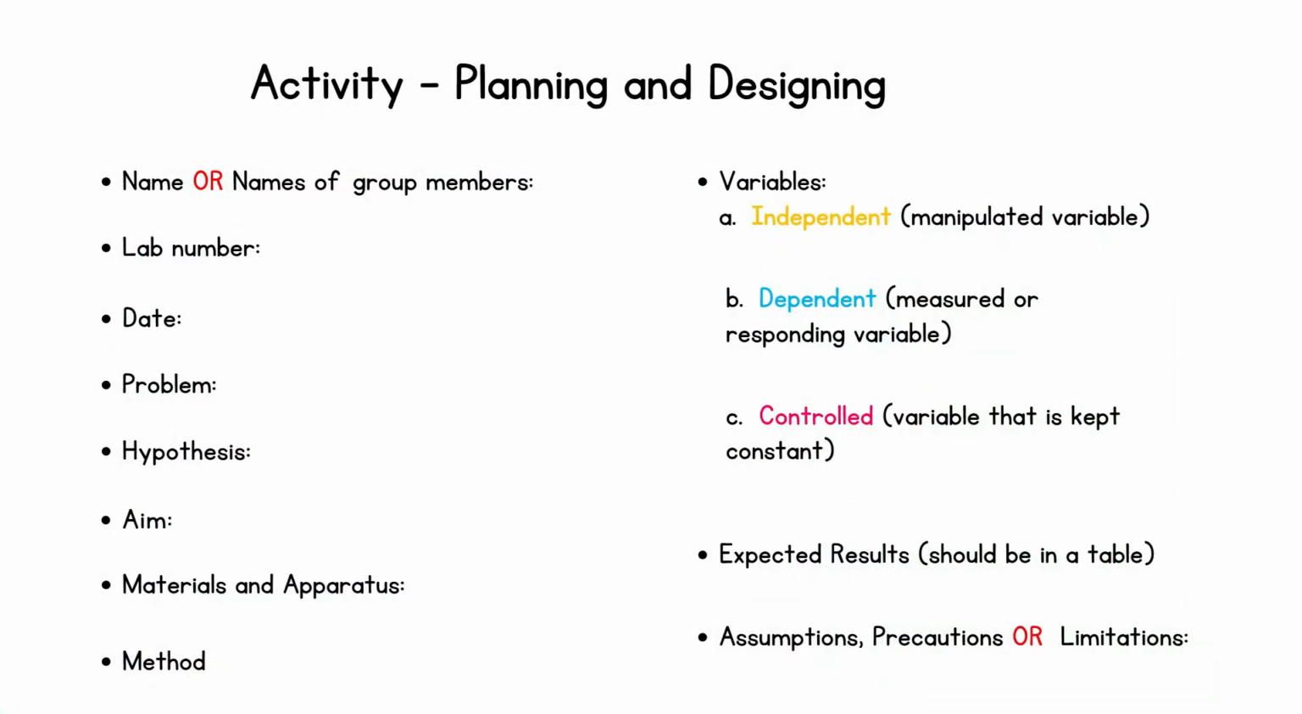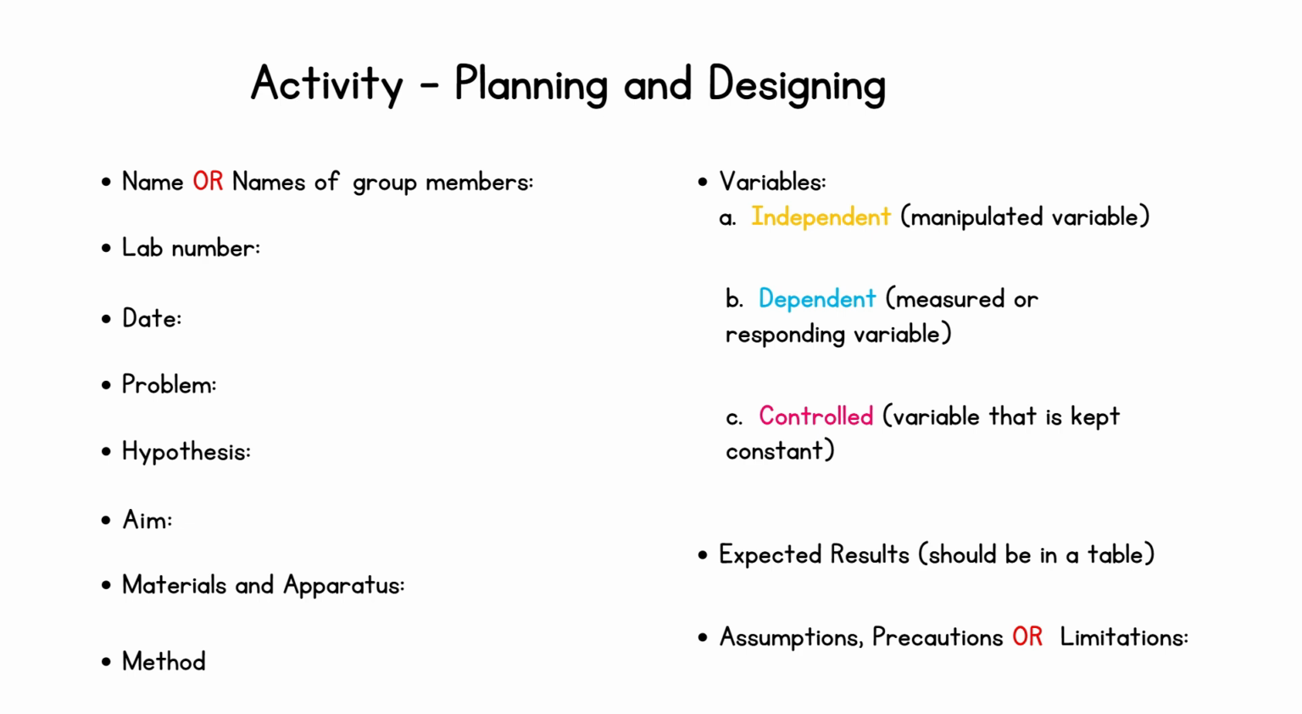So this is what you would have seen if you saw the earlier parts to this series. It's the same thing. So you have to write your name or the names of group members. You write your lab number, the date, problem, the hypothesis. Remember, we learned how to do a hypothesis already. You're going to write your aim. What is the point of you doing this? Come up with some material and apparatus.